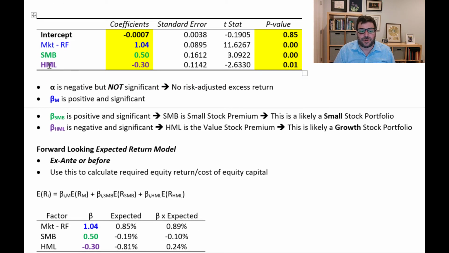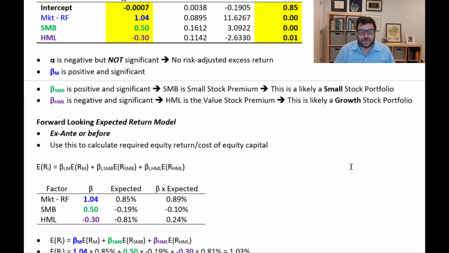And HML, the high minus low, which is the value stock premium, is negative and significant, and so therefore I would conclude that this is likely moving in the opposite direction of the value stock portfolio or value stock premium. When growth stocks do better, it does better. When value stocks do worse, it does better. When value stocks do better, it does worse because this is negative, and so therefore I would conclude that this is a growth stock portfolio. And we saw that when we looked at this on Excel.